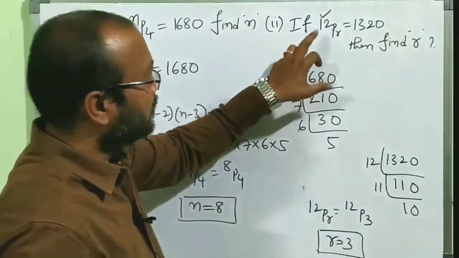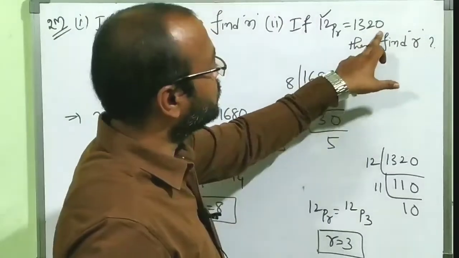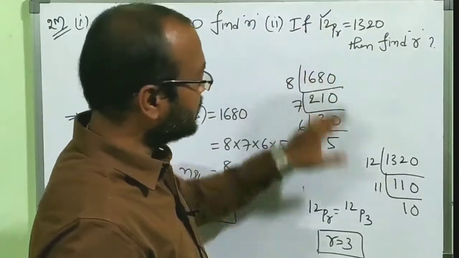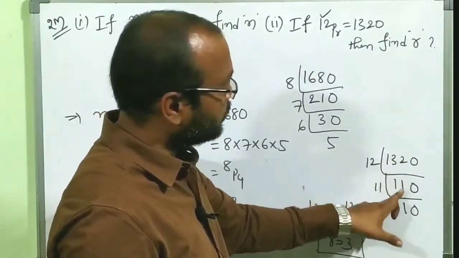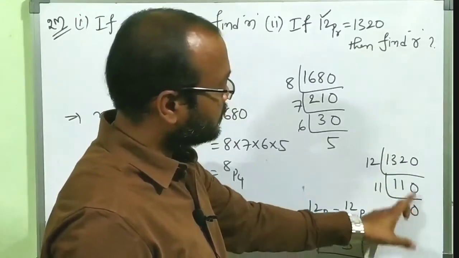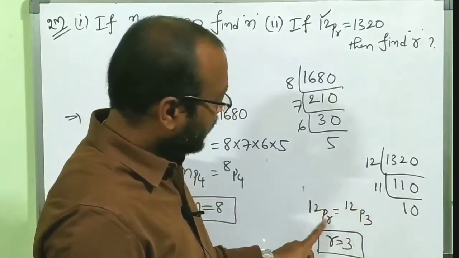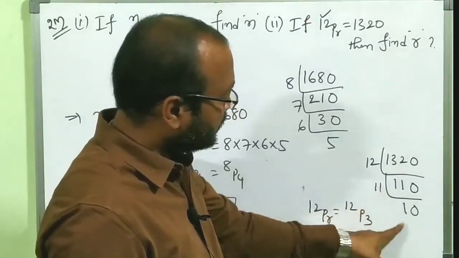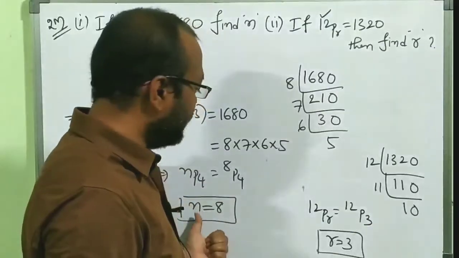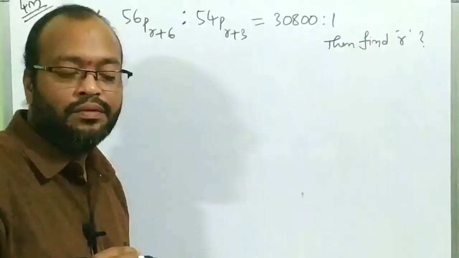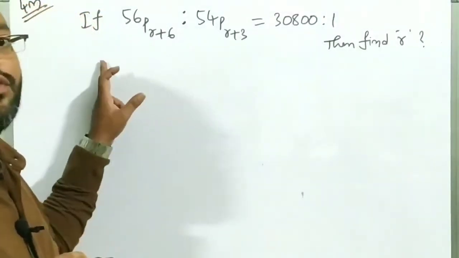Now the second one. 12PR is equal to 1320. The first term is already declared, so we divide 1320 by 12. 12 ones are 12, 0, 11 tens are 110, 0. So 12PR is equal to 12, 11, 10, that is 12P3. Then the r value will be 3. Like this we can calculate the n value as well as the r value. We will now discuss the 4 marks question.